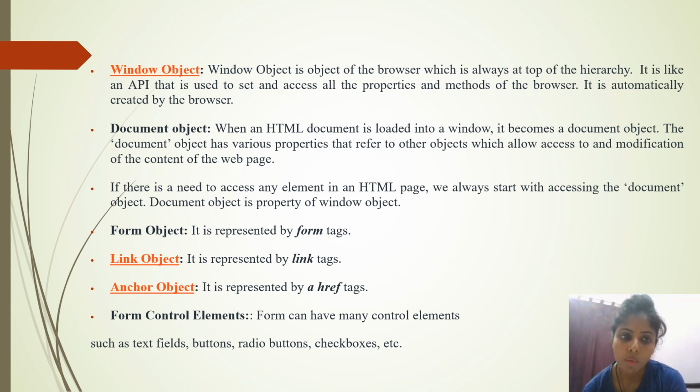Okay, the forms, what are forms? The forms object is represented by the form tag. The link object is represented by the link tag. The anchor object is represented by href, that is, what we can call hyperlink tags. Form control elements: a form can have many control elements such as text fields, buttons, radio buttons, checkboxes, etc. that can be added.